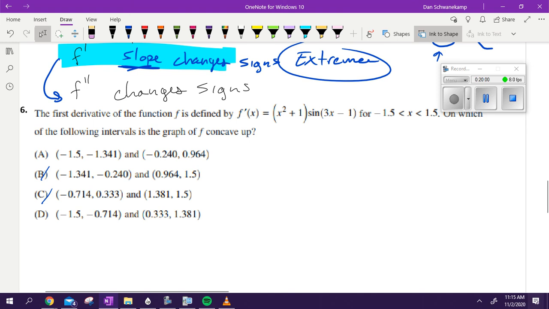Try number 6 on your own. I'm not going to tell you anything about it. Okay, we've done a few of these now. Read through number 6, type it into your calculator, see what you can do. Go.